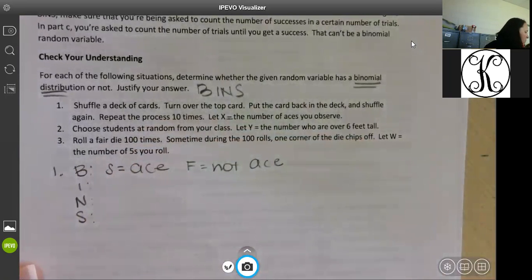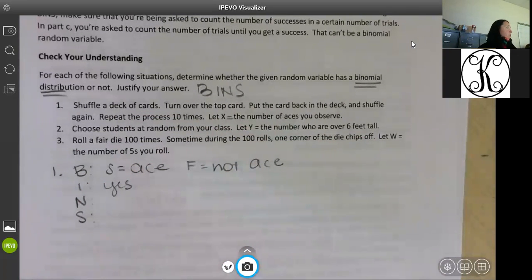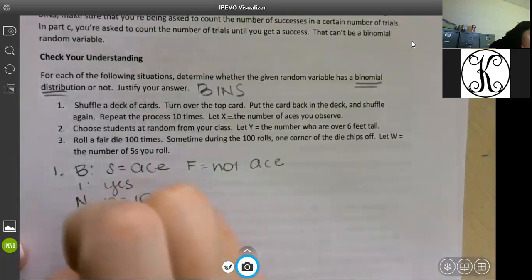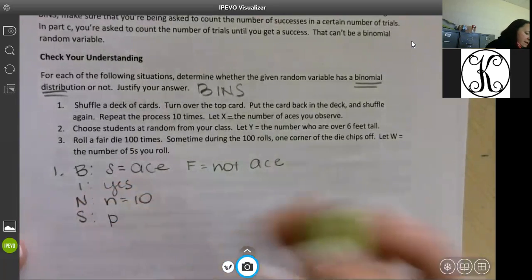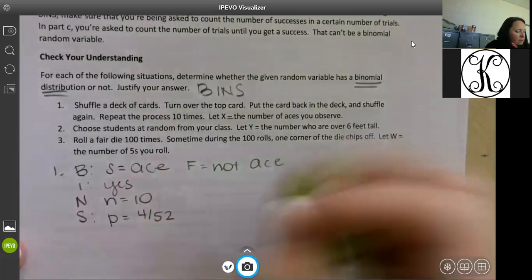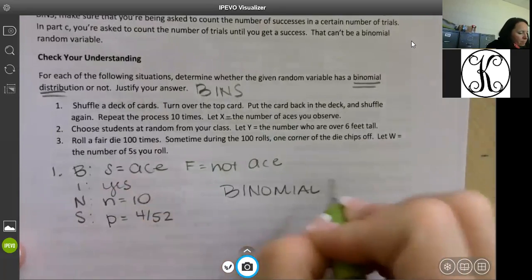Is it independent? Again, one doesn't depend on the other. One outcome doesn't affect the other. Do we have a fixed number? What is that fixed number? We're doing 10. Do we have a probability of success? 4 out of 52, because it's the ace again. So this one is binomial.